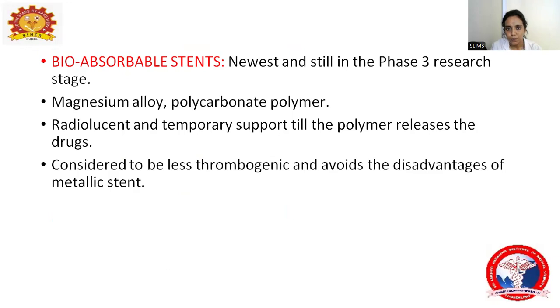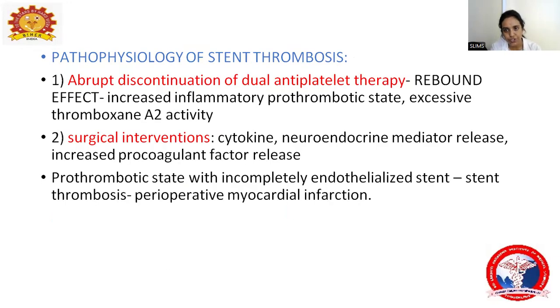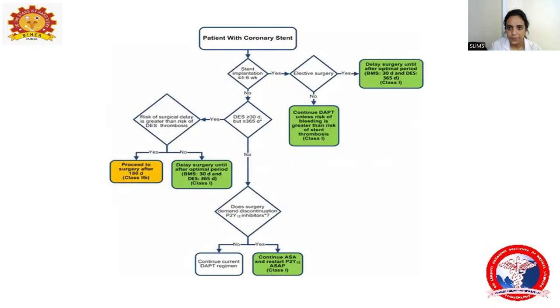Then we saw about the bioabsorbable stent, which is still in the phase 3 research stage. We saw about complications. Stent thrombosis is very important in pathophysiology, which is due to abrupt discontinuation of dual antiplatelet therapy, which is aspirin and clopidogrel, and surgical intervention. This will increase the inflammatory prothrombotic state. So that is why there's a perioperative MI. Stent thrombosis will lead to perioperative MI. We saw about the flow chart with coronary stent.